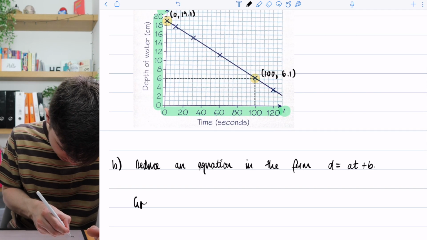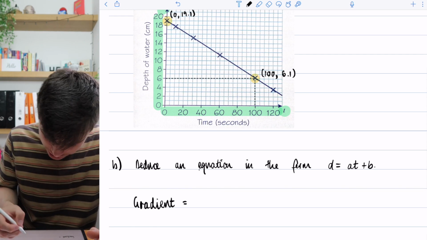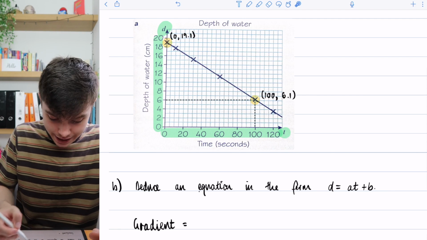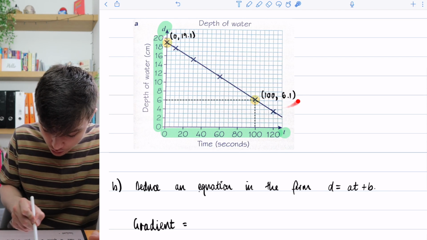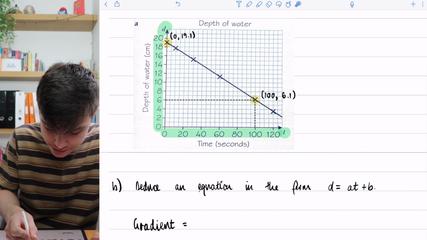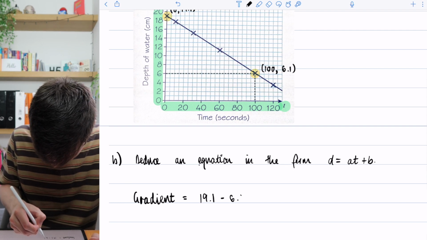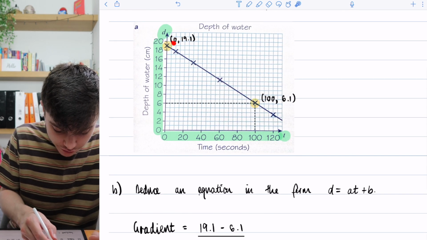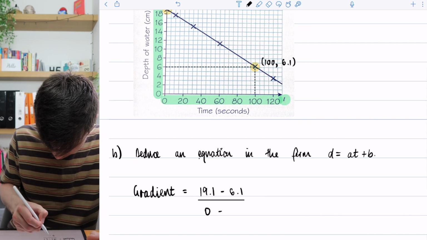The gradient is going to be the change in y. The change in y, we can see the line is going down here, so we're going to get a negative. And the change in y is we'll take this point and we'll take away this point. So 19.1 minus 6.1 divided by the change in x. We've gone from 0 to 100, so 0 minus 100.